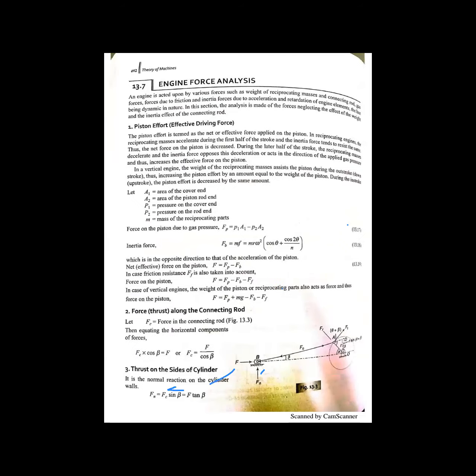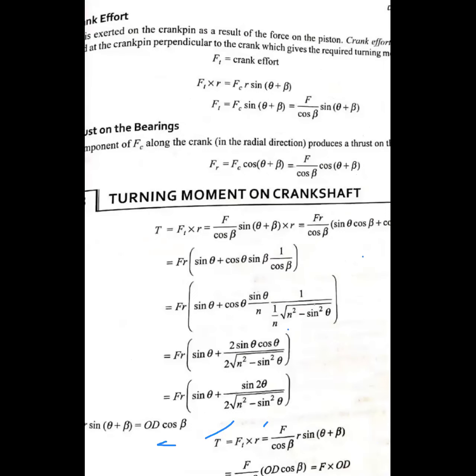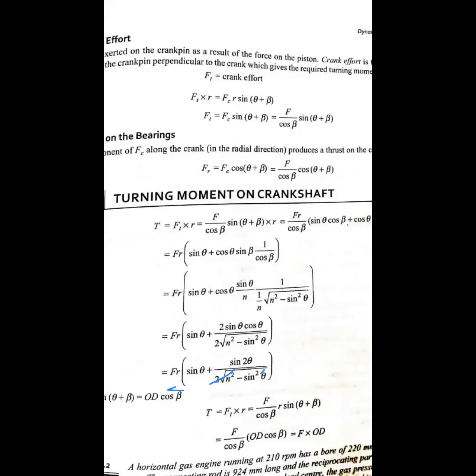Just observe the forces at the crank pin. Two forces are generated at the crank pin, at point A: Ft and Fr. The one acting perpendicular to the crank, that is tangential, is Ft. So that force Ft is taken as the crank effort. How do we find the crank effort?